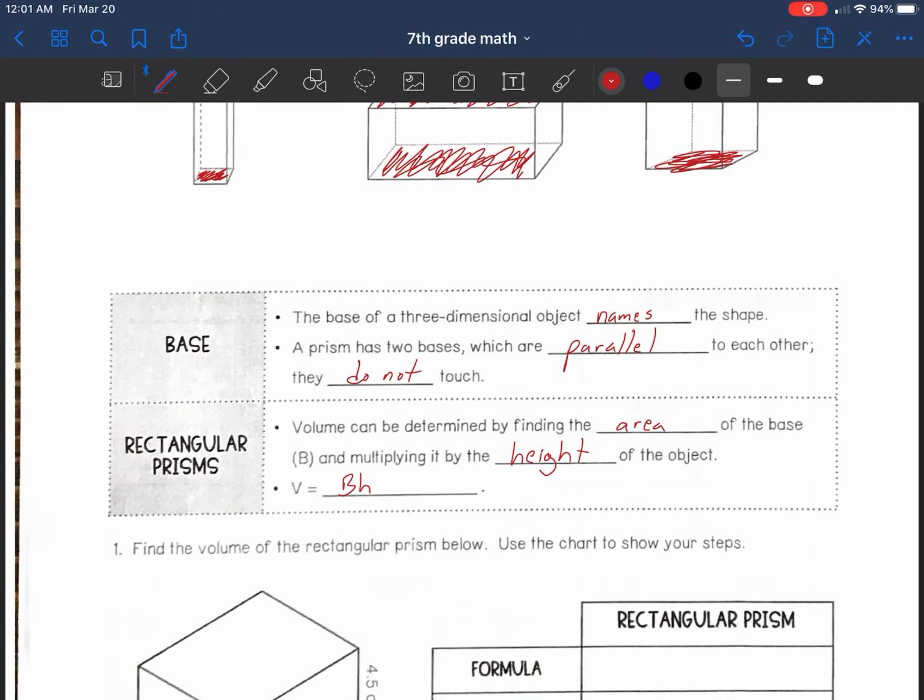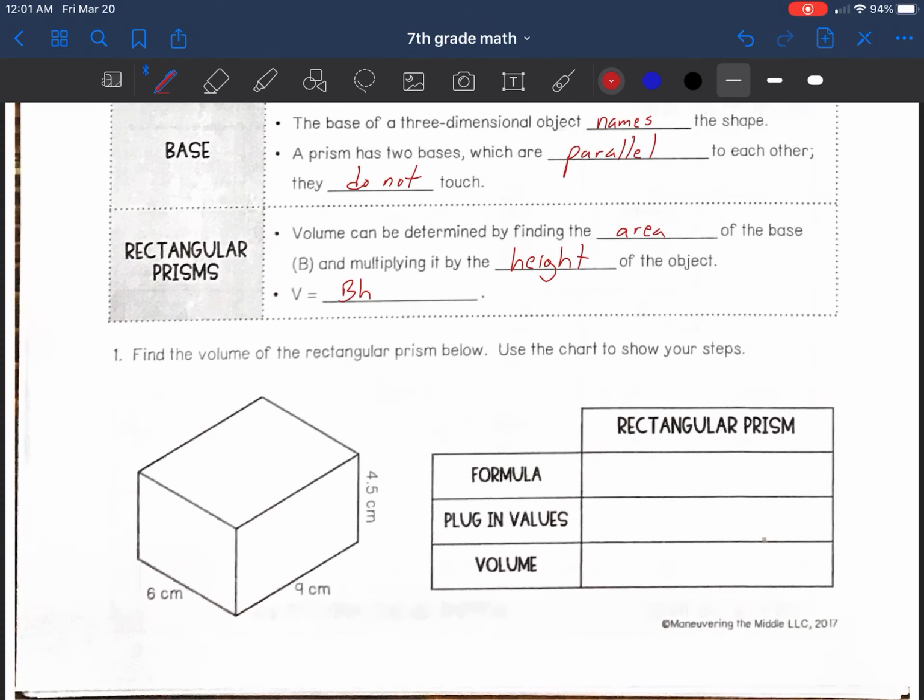So let's try this out with one of our rectangular prisms. The question says, find the volume of the rectangular prism below. Use the chart to show your steps. So we already know our formula. Let's write it down. Volume equals B times H, capital B times H. Now we're going to plug in our values. So volume, we're trying to find out what volume is. We already said the capital B stands for the area of the base, which is length times width, times the height.